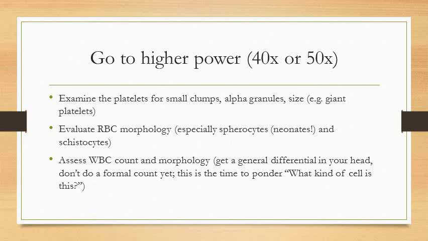Next, assess the white blood cell count and morphology. So just get a general differential in your head. Don't need to do anything specific. For example, it looks like there are going to be a lot of blasts here, or blasts are moderately increased, or a lot of mature leukocytes. Just get an idea in your head. This is the time to ponder, what kind of cell is this? If you start seeing weird-looking cells, this is the time to think, what kind of cell is it? Compare to other cells and determine what you're going to be calling these cells on your final diff.